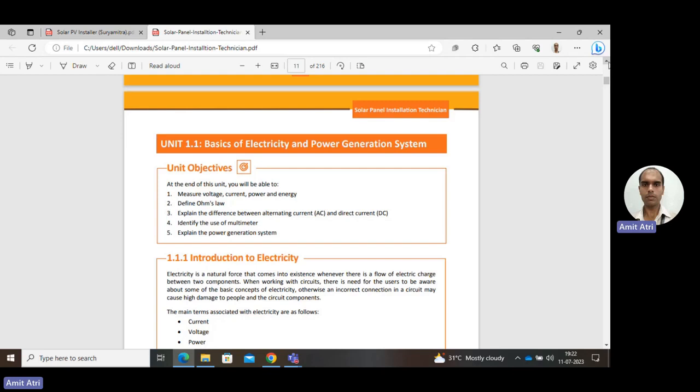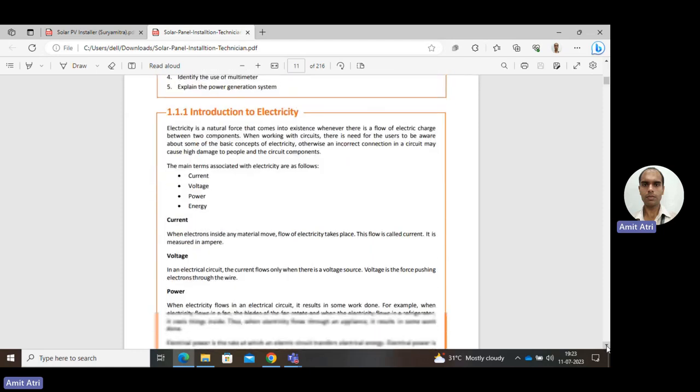Today's session we will be discussing unit 1.1 of the solar panel installation handbook for technicians. Unit 1.1 consists of the basics of electricity and power generation systems. This is the basics of electricity. Why? Because our solar panels deal with electricity. It begins with the basic terms used in electricity, like current, voltage, power, and energy.